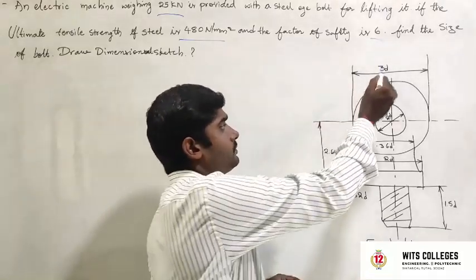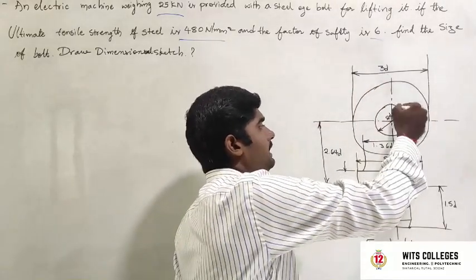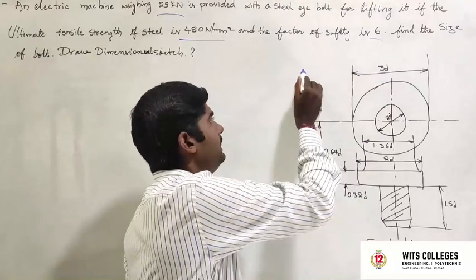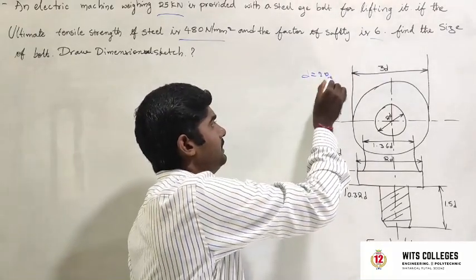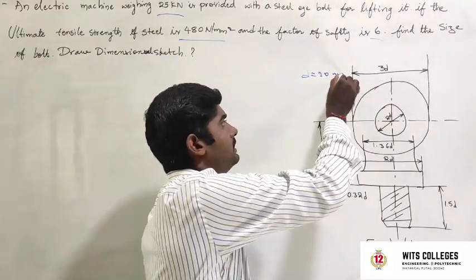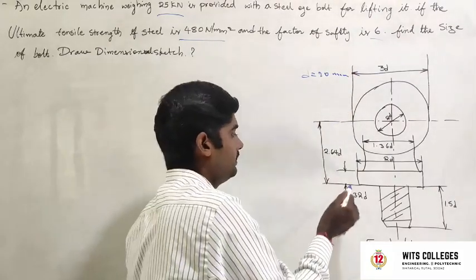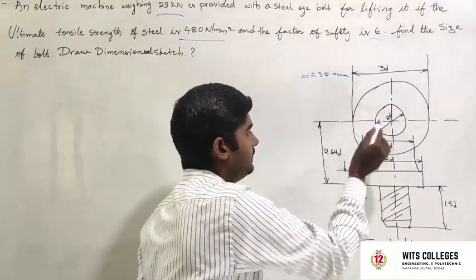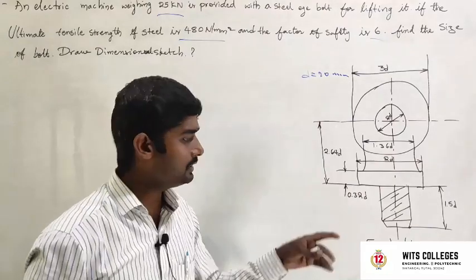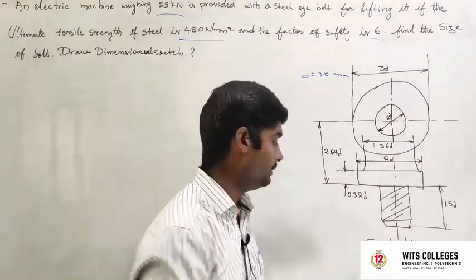In this one, the outer diameter is 3D and the inner diameter is 2D. Let D be equal to 20, then 3D means 60 mm, and from bottom to top the center distance is 2.64 D. These are the standard specifications of an eye bolt.